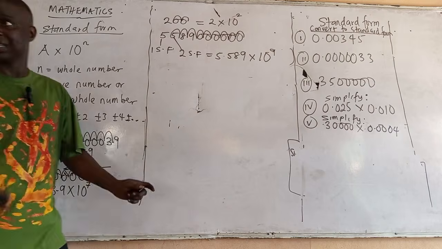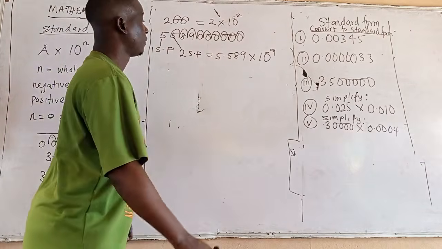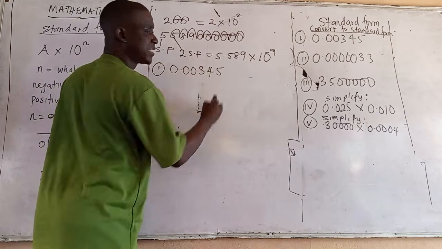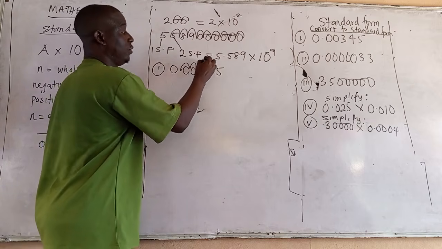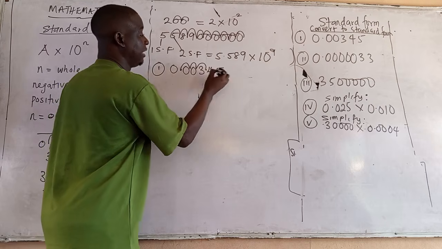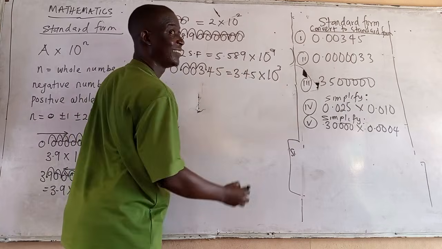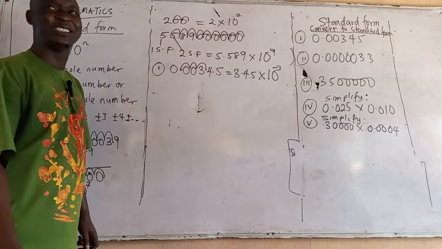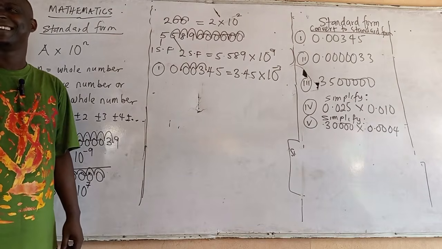You are done. Basically. Now let's take questions. We have question 1, class. Question 1 is 0.00345. Let's play with it together. This one will be 1, 2, 3. Please, I want to hear your voice. This one is 1, 2, 3. So that will give us 3.45 times 10 to the power minus 3. Excellent. Minus 3. Very intelligent student. You are making me smile.